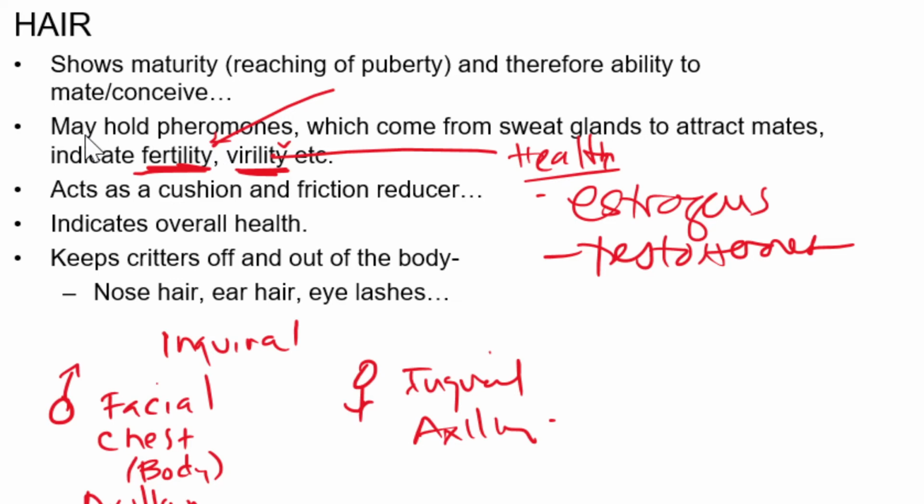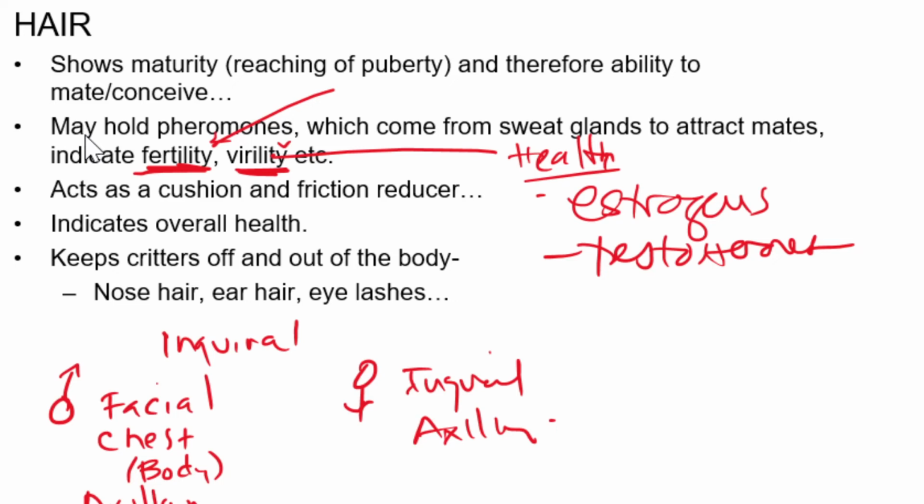Hair acts as a cushion, a friction reducer on top of your head. It could be a good cushion, I guess, if you had enough hair. Friction reducer for sure if you're rubbing your arms back and forth or you're running. Things can get pretty chafed, and the hair actually helps things move smoothly. It also indicates overall health if the hair is thick enough, if it's in the right places.